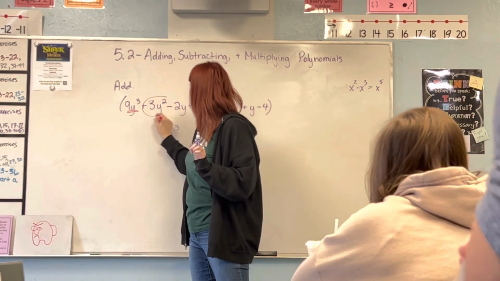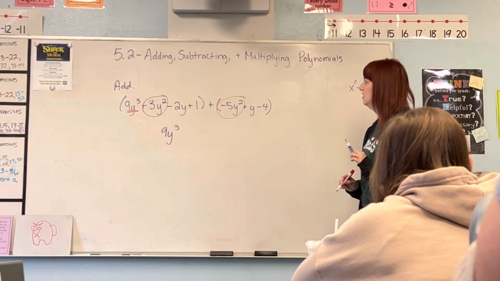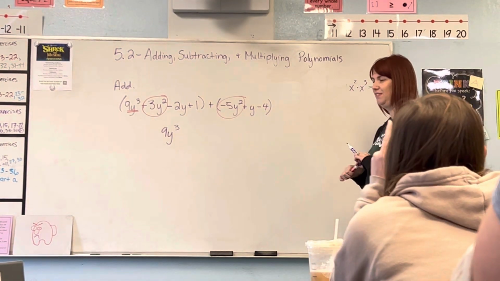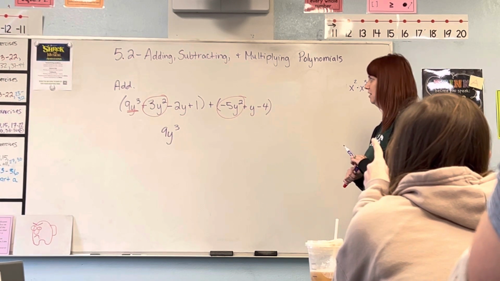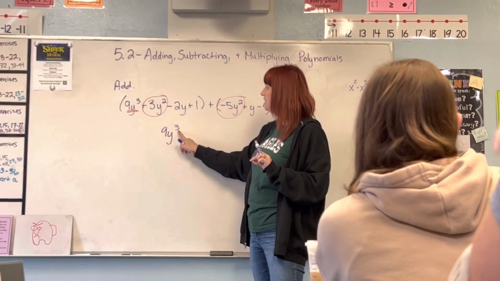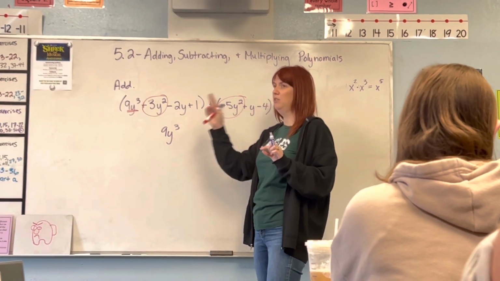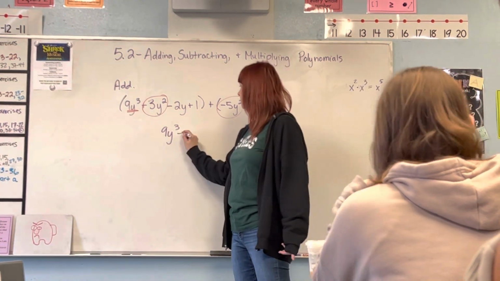So now we've got an x squared term, and we've got an x squared here. Wait, can we just pause for a second? The reason why we can't add the 9y with the negative 5y squared is just because of the exponents. The exponents have to match in order to add and subtract them together.